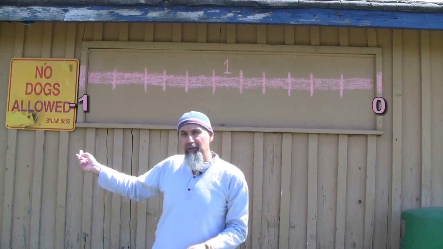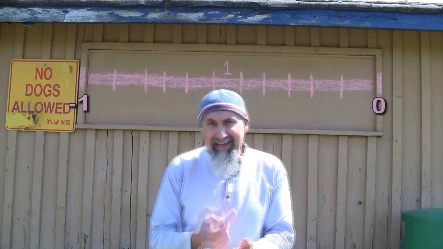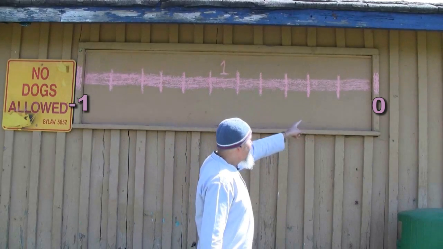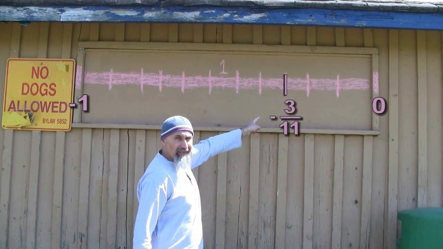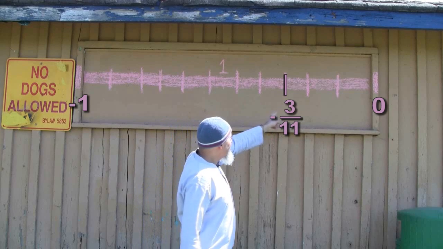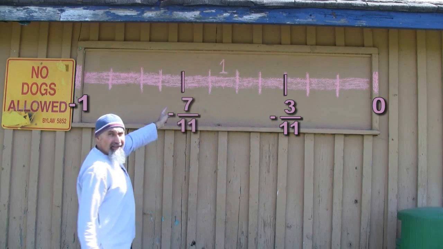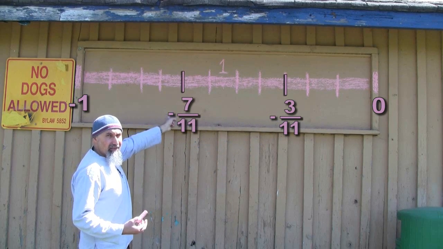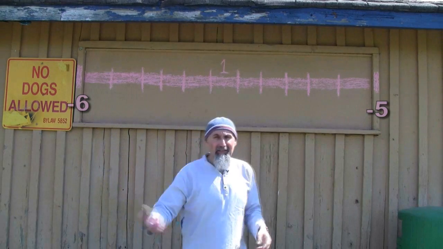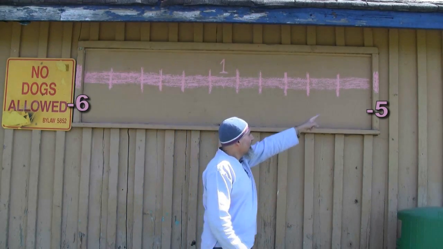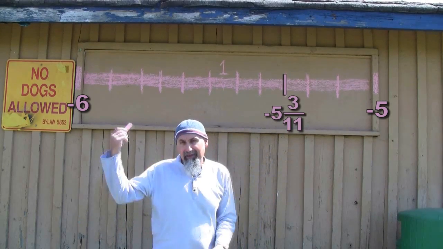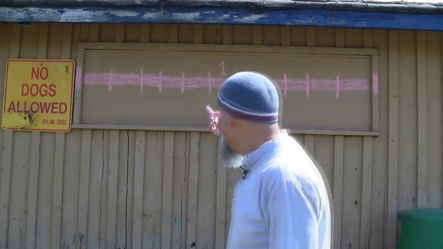If these were negative, if this was 0 to negative 1, and we wanted to go to negative 3/11, this would be 0, 1, 2, 3. That would be negative 3/11. Negative 7/11, 1, 2, 3, 4, 5, 6, 7. Negative 7/11, right? If this was negative 5 to negative 6, negative 5 3/11, negative 5 7/11, negative 5 10/11, whatever it is, right? So this is the way you break a line into odd pieces.